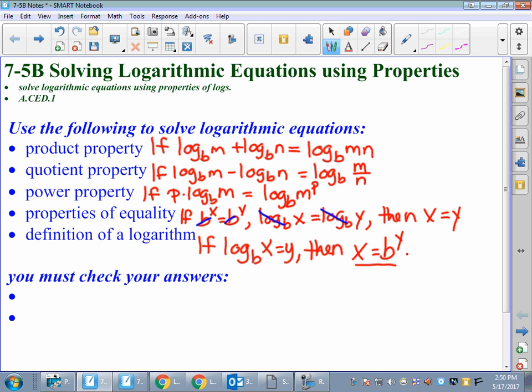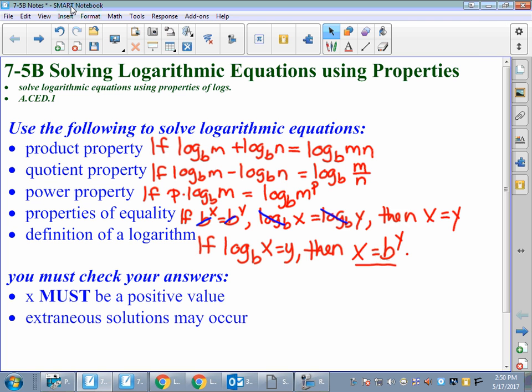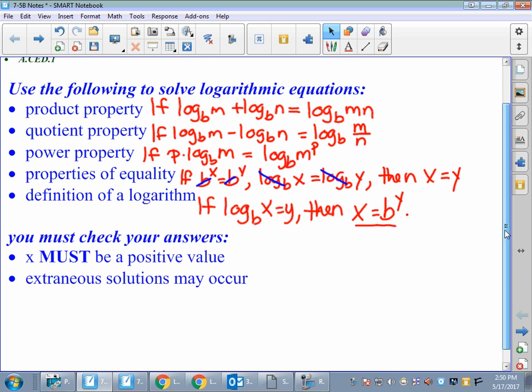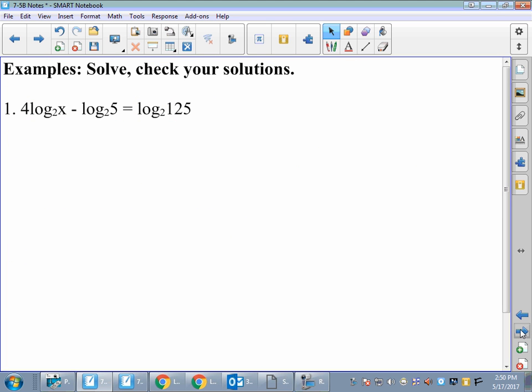You have to check your answers. x must be a positive value, so you always have to look to make sure that it's positive. And sometimes extraneous solutions may occur, so you always have to check them. It's not optional.